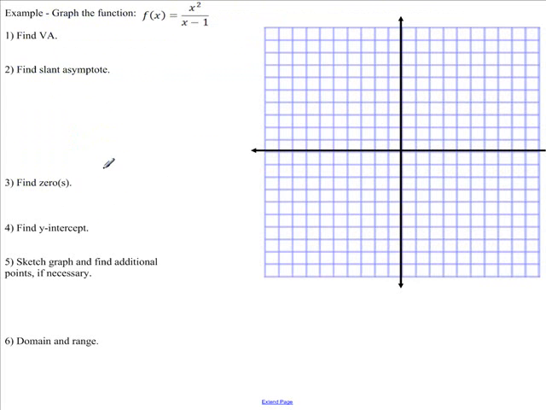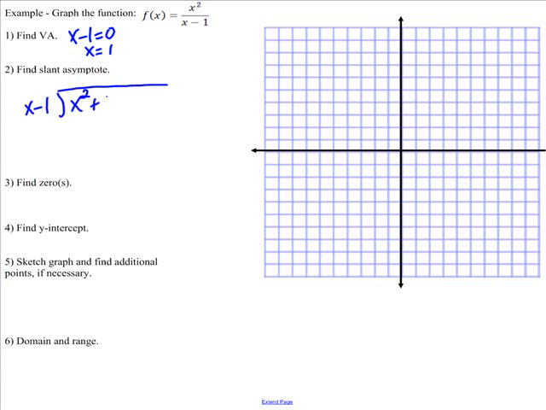So let me illustrate this with the example f of x equals x squared over x minus 1. So to find the vertical asymptote, we know that we're going to set the denominator equal to 0 and solve. So in this case we get x equals 1. We know it's going to be a vertical asymptote because the factor x minus 1 is not common with anything in the numerator. Now to find our slant asymptote, what we've got to do is divide x squared by x minus 1.